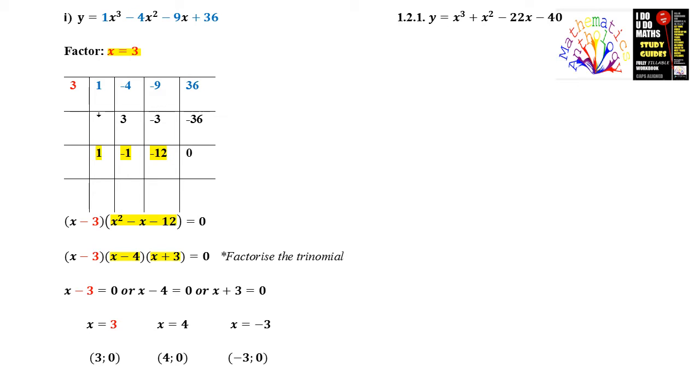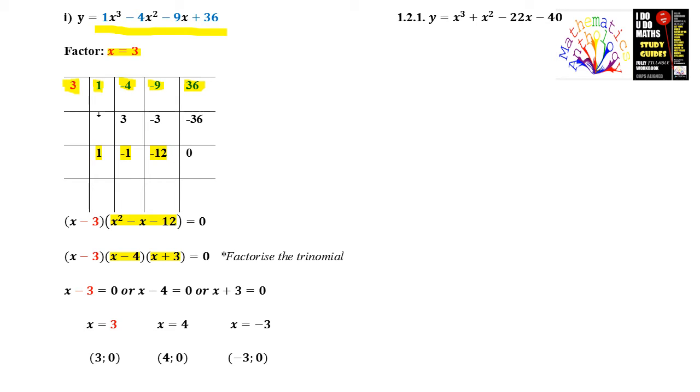So there's my table that I've set up here for my synthetic division. The first thing you do in the table is you put in your first factor, which was 3. The next thing you do is, in your cubic function, I want you to take all the coefficients and write them down. So the coefficient of x cubed is 1, the coefficient of x squared is negative 4, the coefficient of x is negative 9, and the constant, 36, goes at the end.